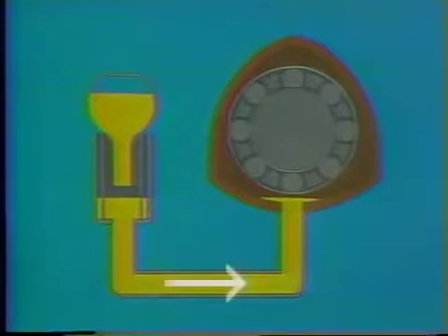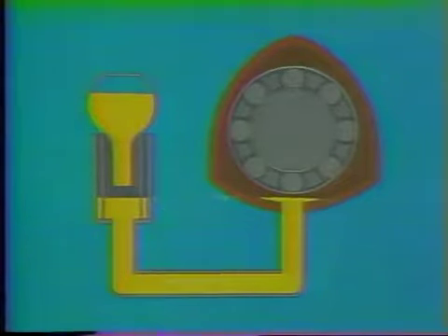As the level of oil in the housing drops, oil begins to flow through the tube into the housing. This causes the level in the oil cup to drop. The oil continues to flow until the levels in the cup and the housing are the same.